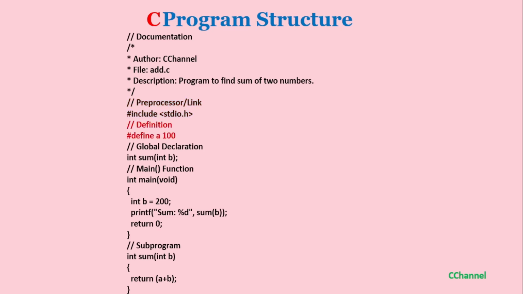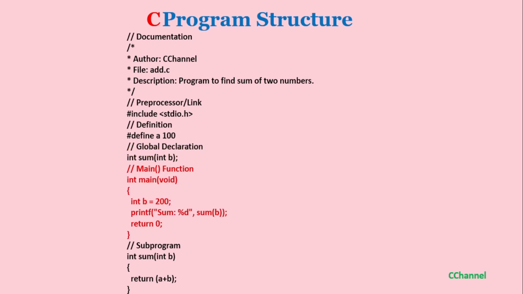Now coming to definition. Define a 100. That means whenever a is used in the program, it replaces with 100. Now coming to global declaration. In this section, we declared function sum. Now coming to main function.